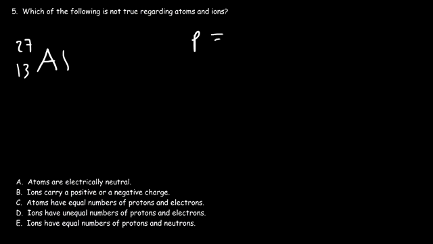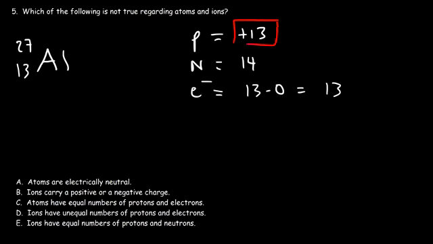Now, the number of protons is always equal to the atomic number, which is 13. The number of neutrons is the difference between the mass number and the atomic number. So 27 minus 13 is 14. The number of electrons is equal to the atomic number, 13, minus the charge. There's no charge in this case, so it's 13 minus 0, so there are 13 electrons. Now, an atom is electrically neutral because it has an equal number of protons and electrons. So A is a true statement, which means C is also true.